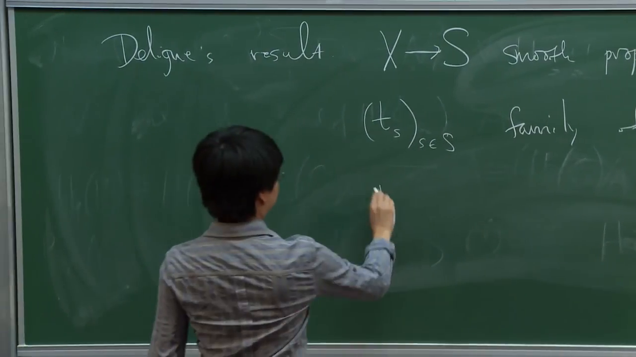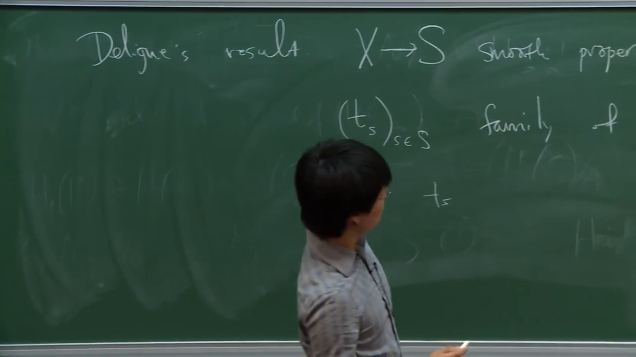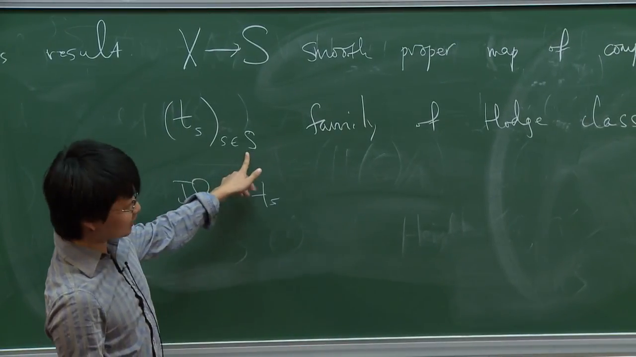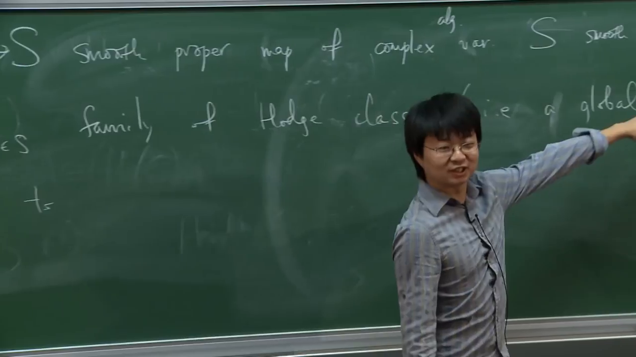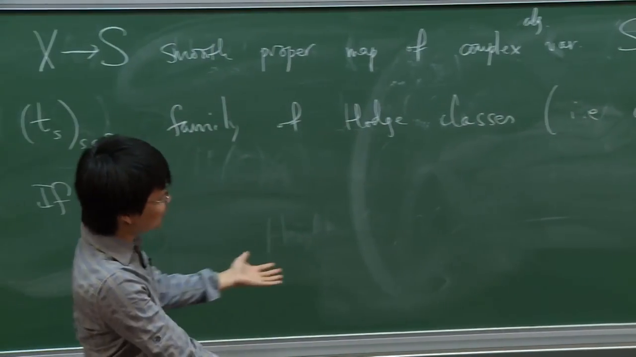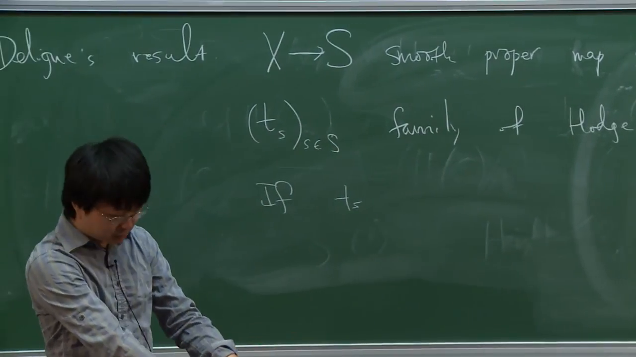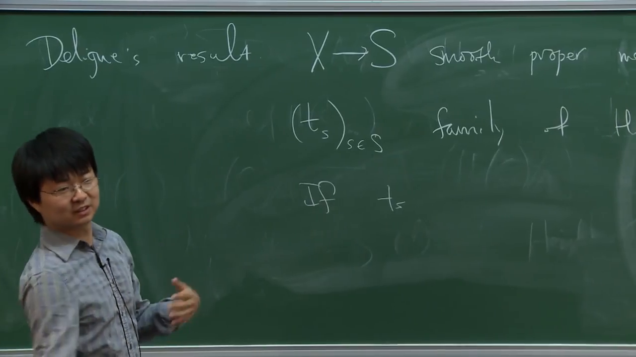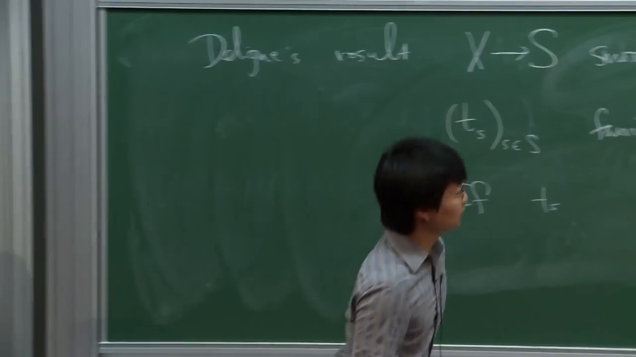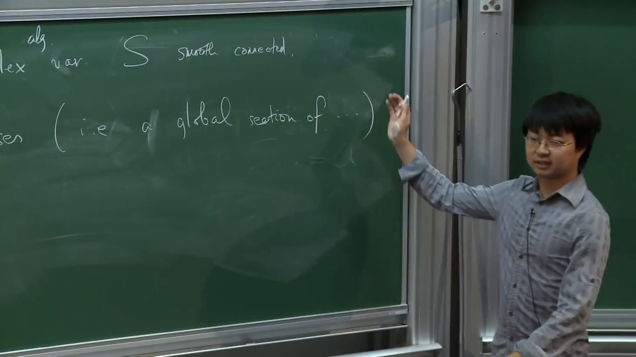It's a family of Hodge classes parameterized by S. What does it mean? It's a global section of something. Of what? It's written in the book in this way, in the introduction. It's a little bit complicated. I need to specify the de Rham component and the étale component. So it's a section of the de Rham sheaf. Yes, there's at least a de Rham component, but you may also want to add the étale component too.